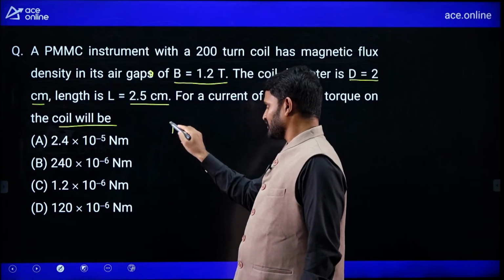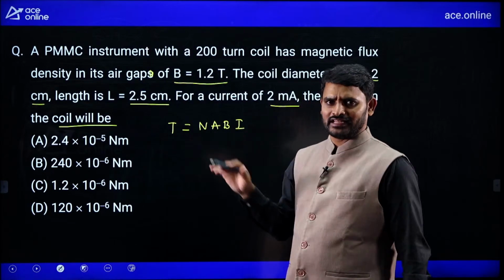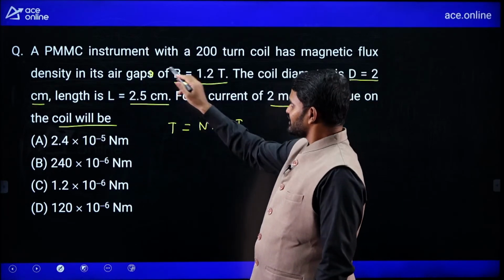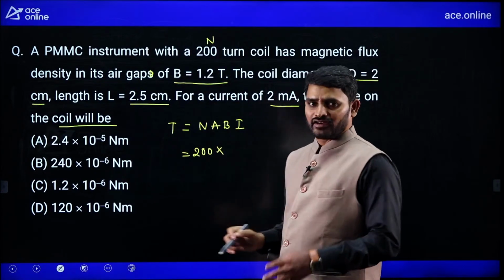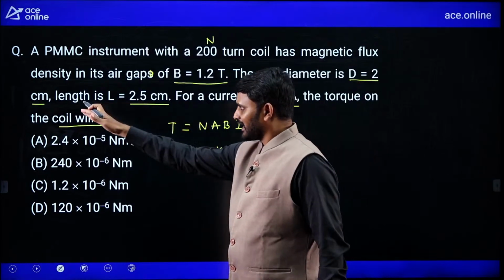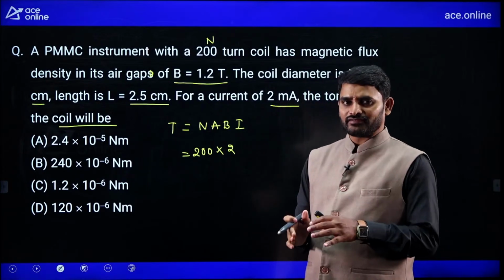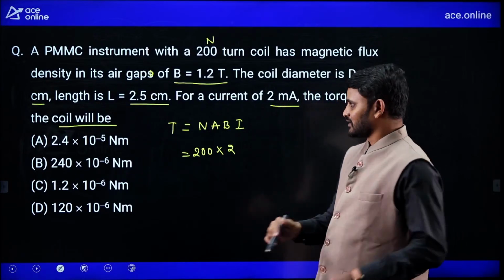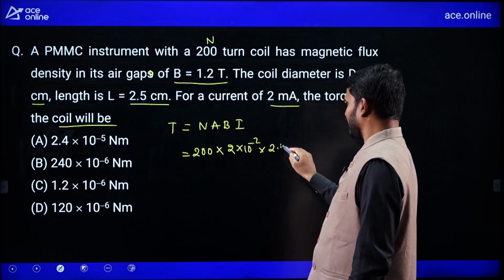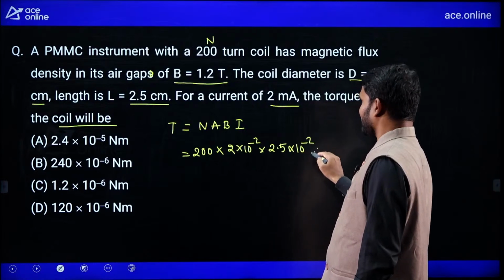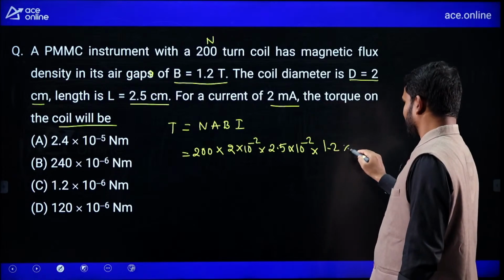there is a direct formula, T equals N into A into B into I, or otherwise BINA, anything you can use. Number of turns he has given, that directly is 200, and A is nothing but the area of the cross section. You will get it by multiplying diameter and length. The diameter he has given as 2 centimeters. Be careful, convert it into meters. So 2 into 10 to the power of minus 2, and the length is 2.5 into 10 to the power of minus 2, and the flux density is 1.2 Tesla, and the current value is 2 milliamperes.